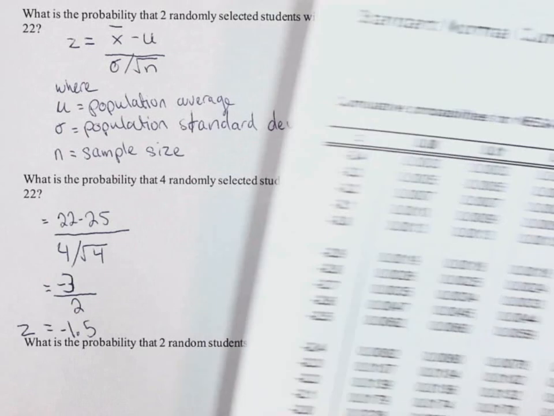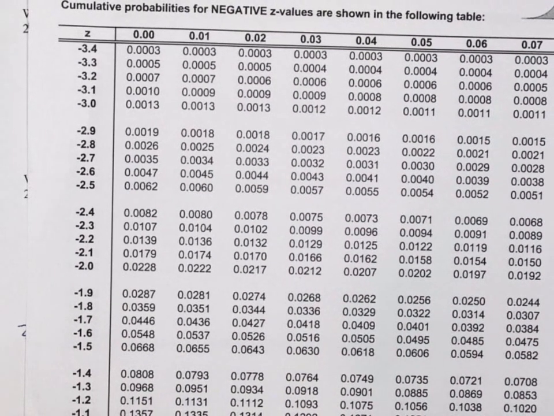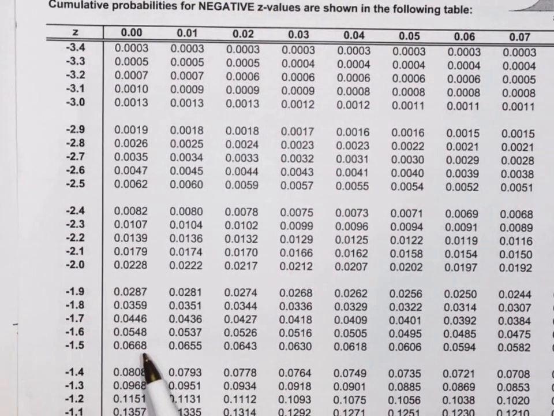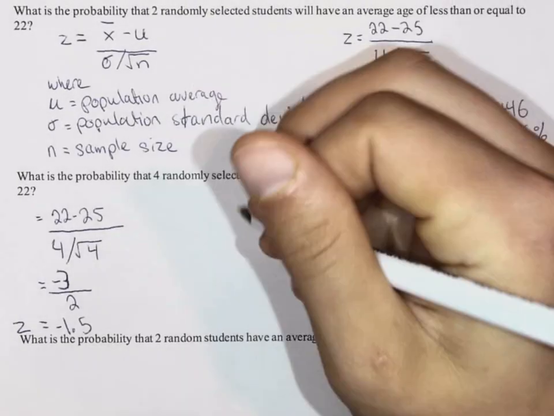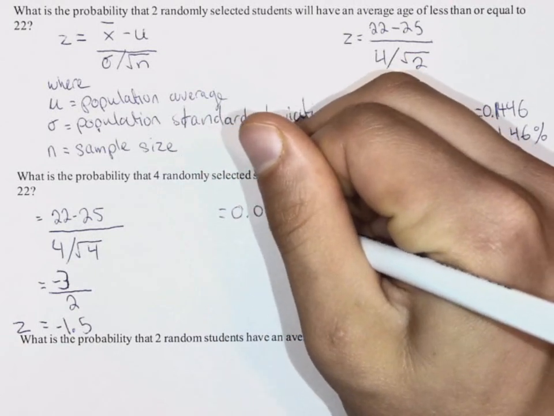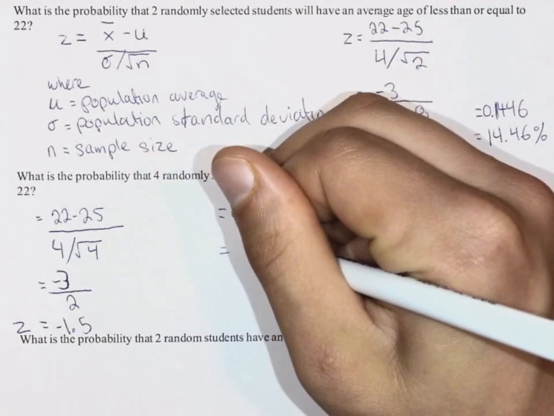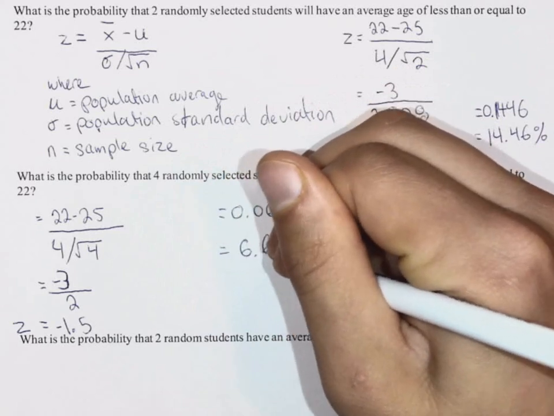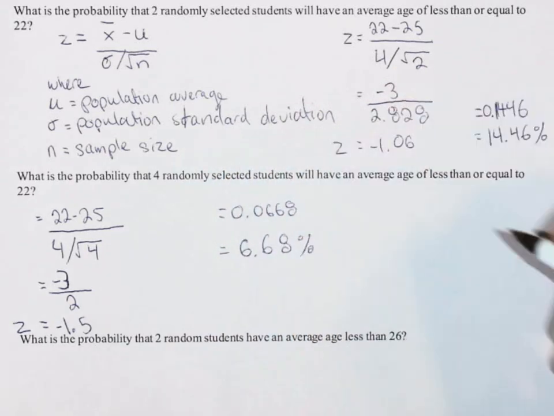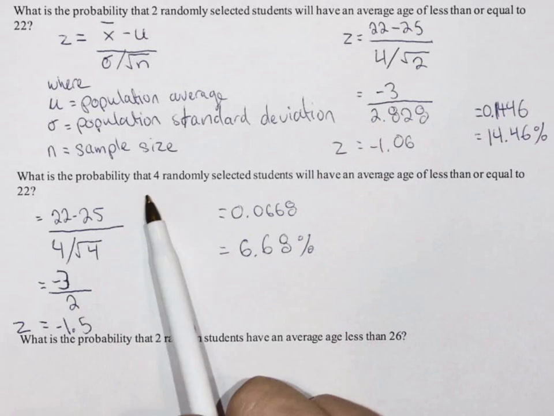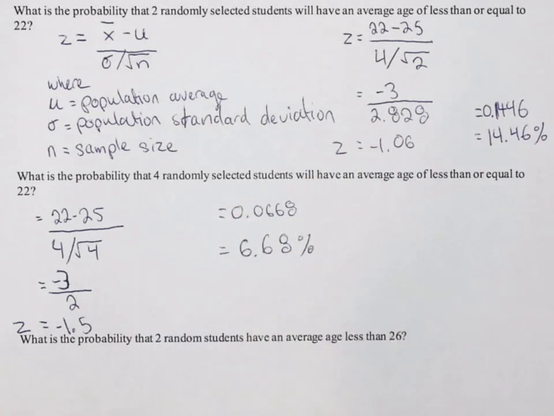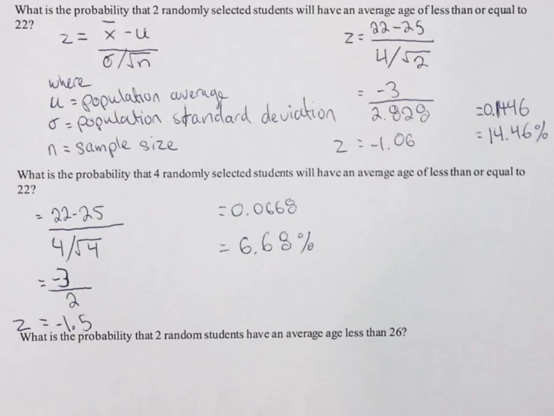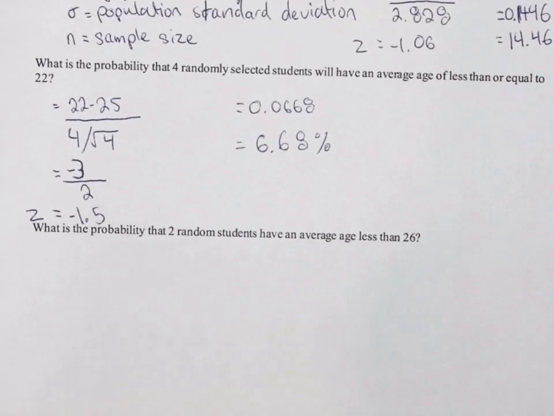When we look up our negative 1.5 on the probability table, we get 0.06668, or 6.68%. The probability that four randomly selected students will have an average age of less than or equal to 22 is 6.68%. What is the probability that 2 random students have an average age of less than 26?